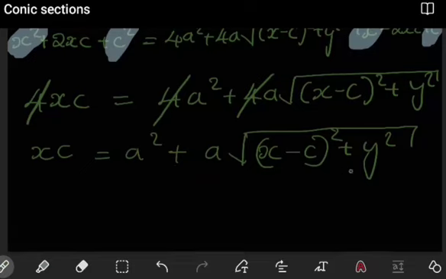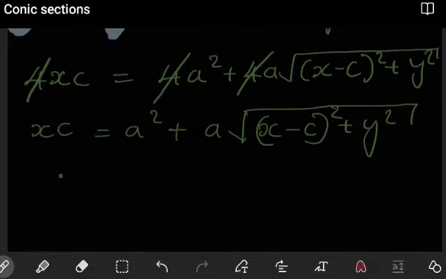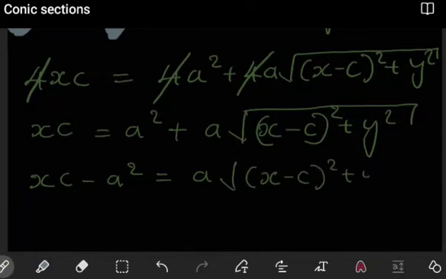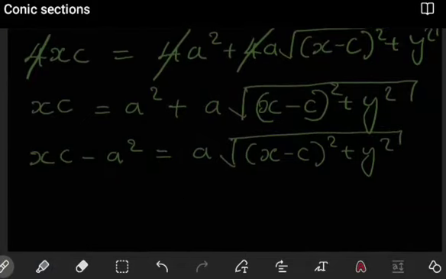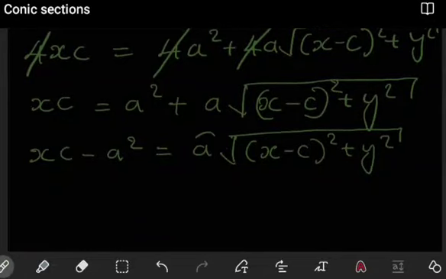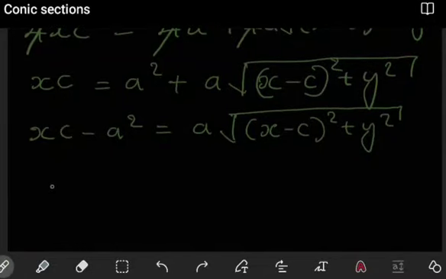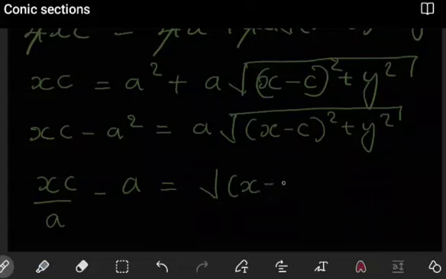Now we can just leave the radical on one side, and then square. So this becomes xc minus a squared is equal to a root x minus c squared plus y squared. At this point, we can eliminate the a by dividing through by a there, and what we'll have is xc over a minus a squared over a, which will just be a, and this will remain root x minus c squared plus y squared.